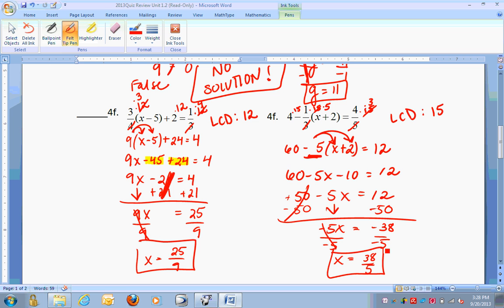Okay, well, that's all for clearing the fractions. So go ahead and click on part 2, which covers variables on both sides.